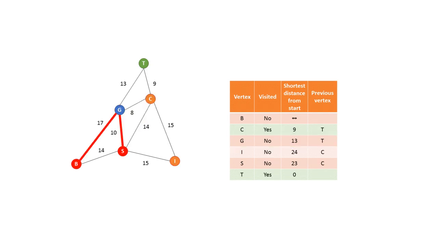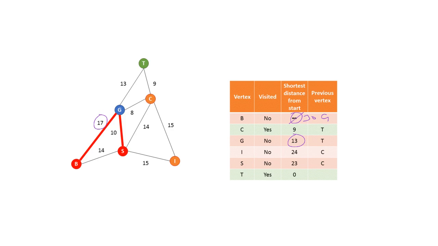At G, we can identify there are two further nodes that have not already been visited. Those are B and S. So we calculate the distance between G and B is 17, plus the distance from G to the start is 13. So 17 plus 13 is 30. 30 is less than infinity for the shortest distance from the start for B, so we can replace infinity with the number 30.